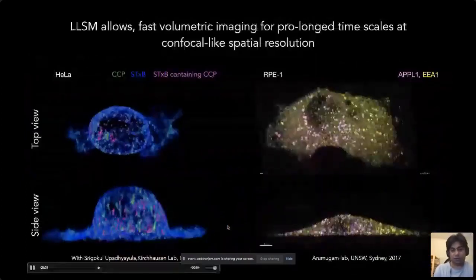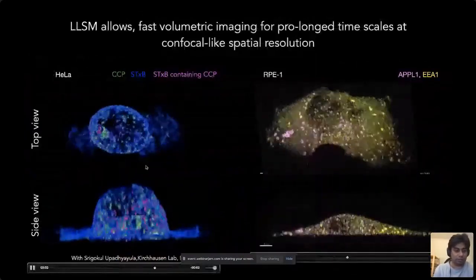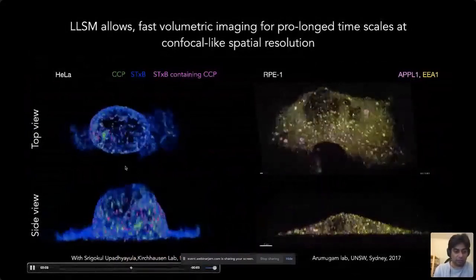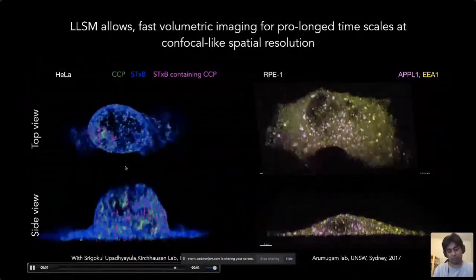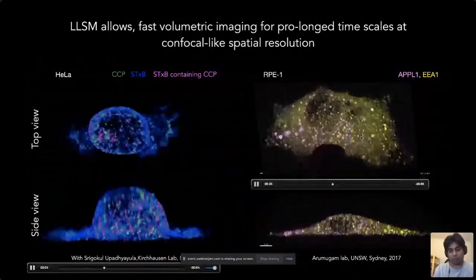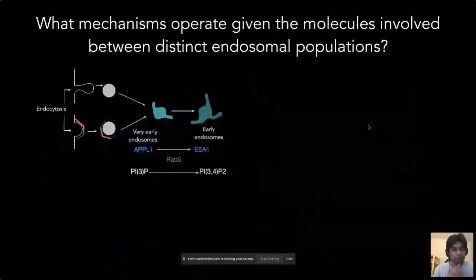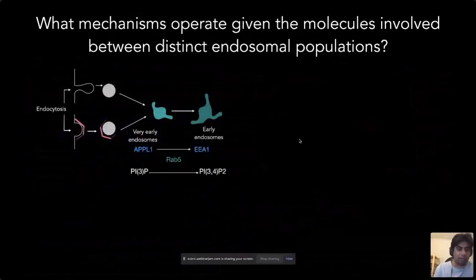So here's an example of two movies with orthogonal projections. This one was one of my first movies that I took with Gokul at Kirchhausen lab when I was first exposed to this microscope. And this was when I came to UNSW and established my own lab looking at endosomes. And so coming back to the scientific questions that we are after: what sets the rates of maturation of this endosome from one population to another, and what are the mechanisms that exist to maintain these rates of maturation?